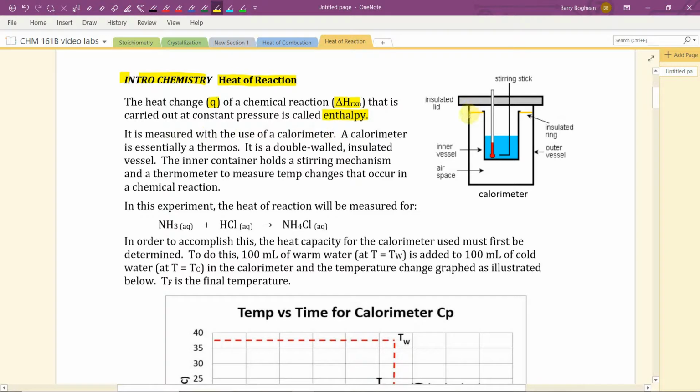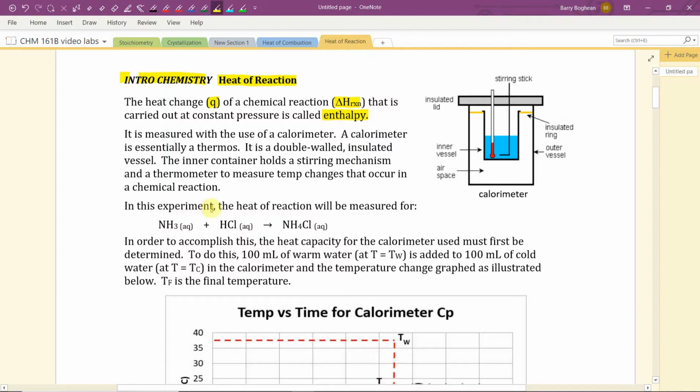Now, a calorimeter is essentially a thermos. It's a double-walled vessel, in this case insulated by a layer of air. The inner container will have some sort of stirring mechanism and a thermometer so that we can measure temperature changes that occur during the chemical reaction.